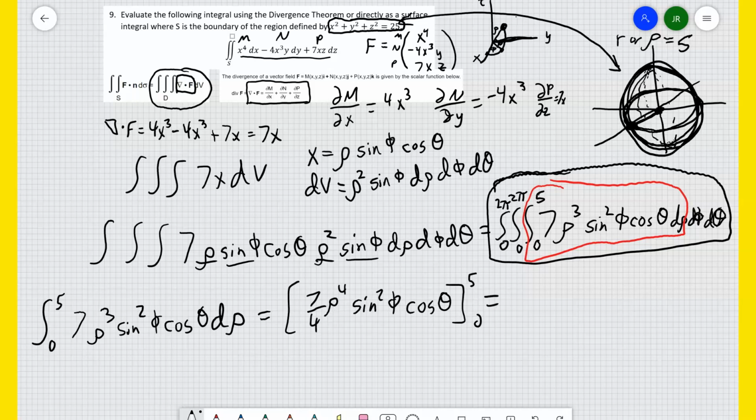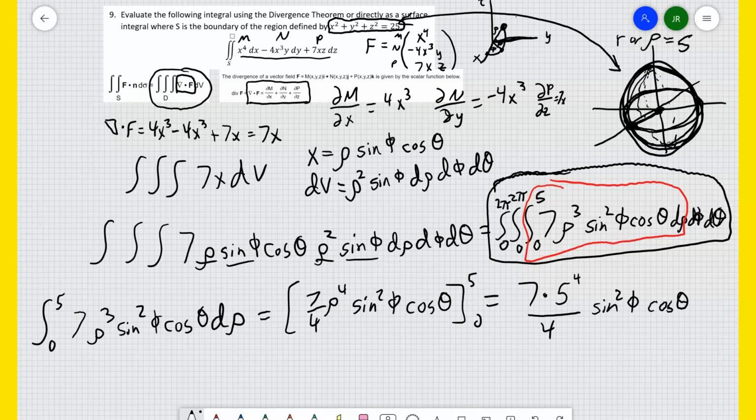So that's going to be 7 times 5 to the 4th, which is the same thing as 25 squared. Is that 625? I think that's 625. I'm just going to leave it like that for now. Sine squared phi cosine theta.